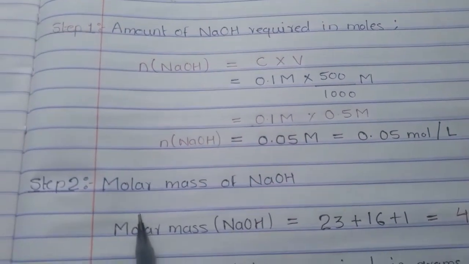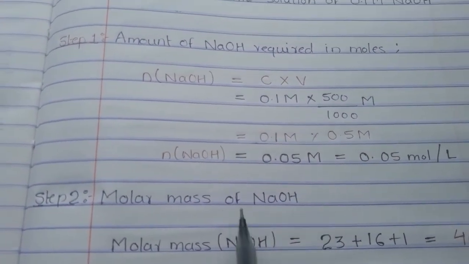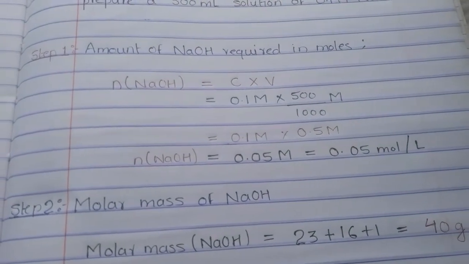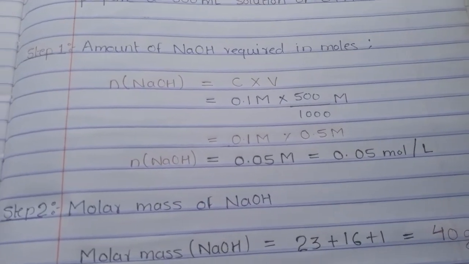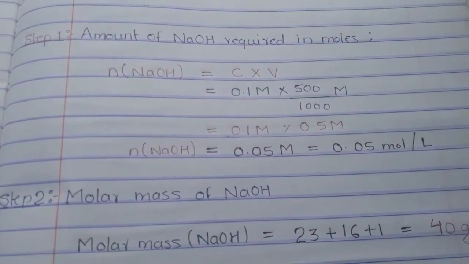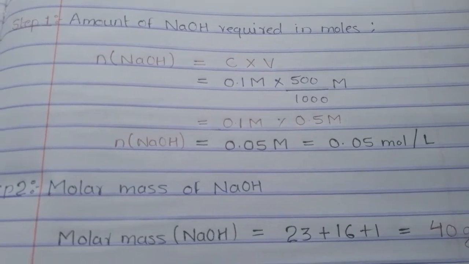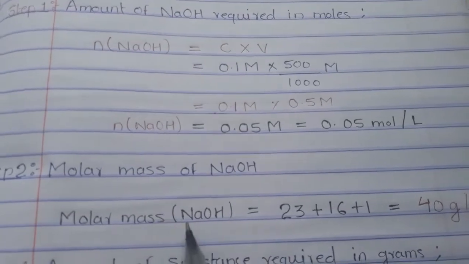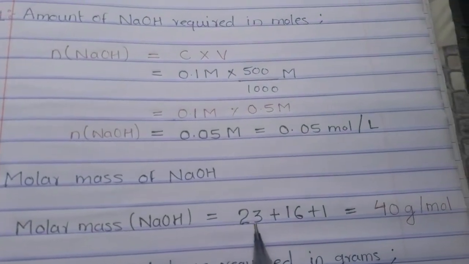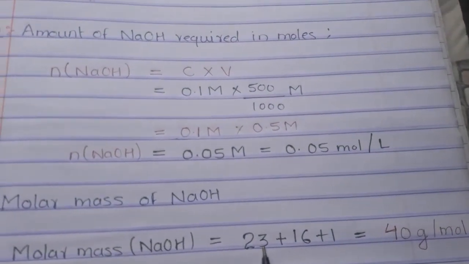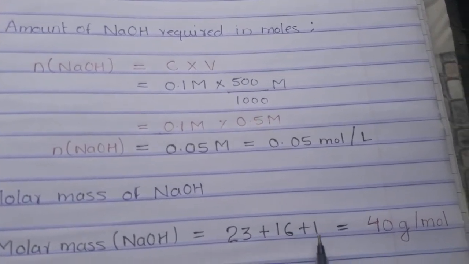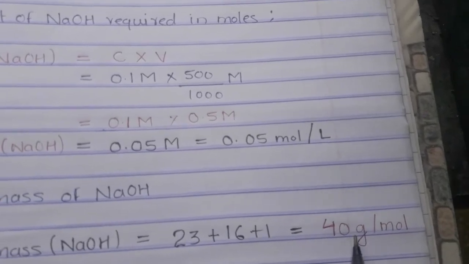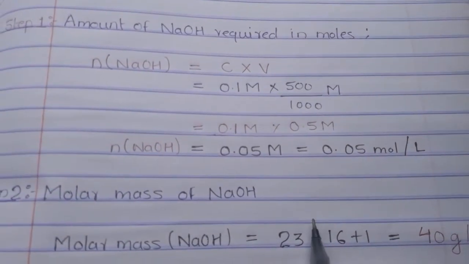The second step is the molar mass of NaOH. In the second step we will calculate the molar mass of NaOH. For whatever compound you want to prepare a solution of, you have to calculate the molar mass of that particular compound. In this case we are preparing NaOH solution, so we have to find the molar mass of NaOH. We know the molar mass of sodium is 23, oxygen is 16, and hydrogen is 1, so this becomes 40 grams per mole. So we have got the molar mass of NaOH.